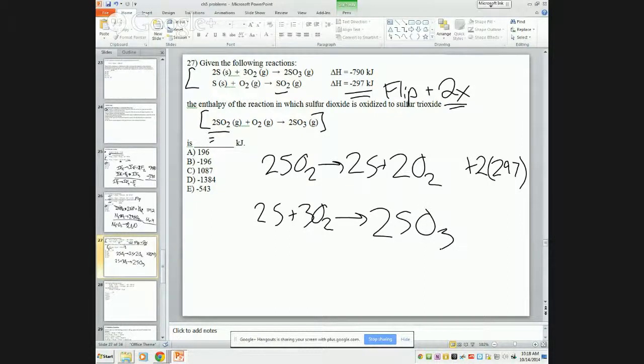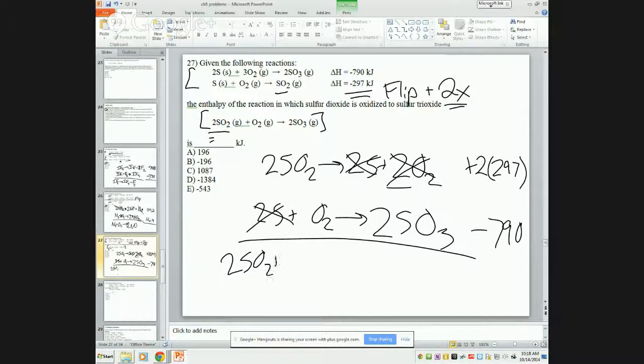So let's cancel out things that are in common. I got 2 S's and 2 S's on both sides of the arrow, so they cancel each other out. We got 3O2 and 2O2, so I'll be left with 1O2 in reactant. Just erase, there we go. And I got 2SO3, nothing to cancel out, 2SO2, nothing to cancel out. So I should hopefully get the overall reaction. So I get 2SO2 plus O2 gives me 2SO3, which matches what I was trying to get.